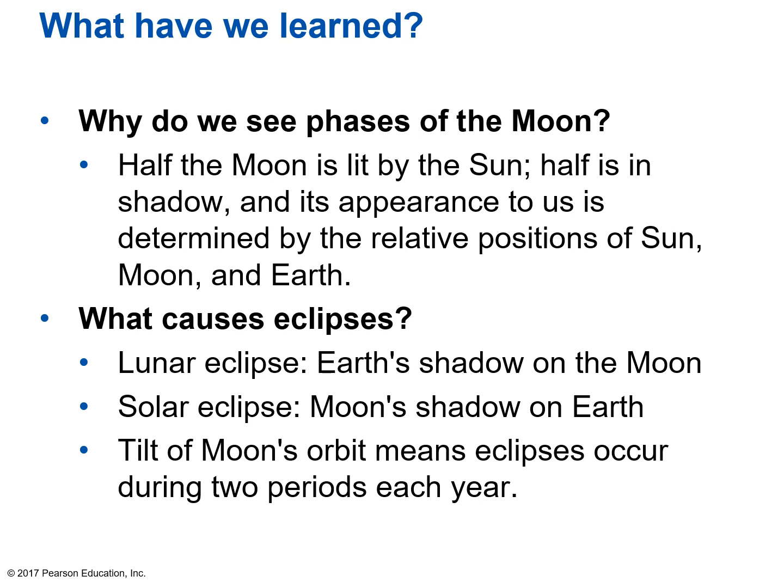So in this video, what have we learned? Why do we see phases of the moon? Half the moon is lit by the sun, half is in shadow, and its appearance to us is determined by the relative positions of sun, moon, and Earth. And what causes eclipses? A lunar eclipse is the condition where the Earth's shadow is on the moon. A solar eclipse is the condition where the moon's shadow is on the Earth. And the tilt of the moon's orbit means eclipses occur during 2 periods each year.